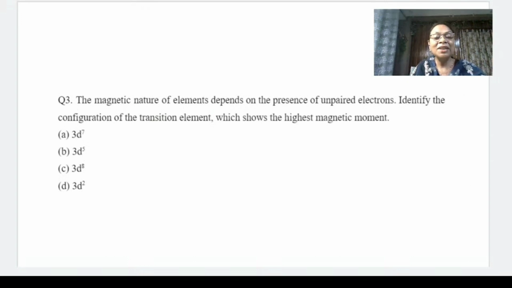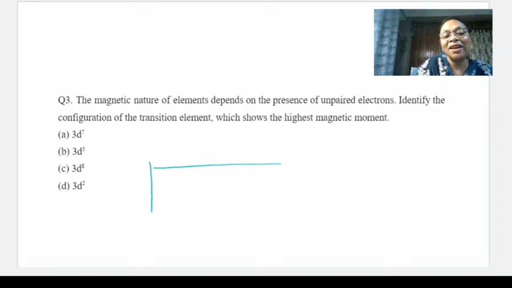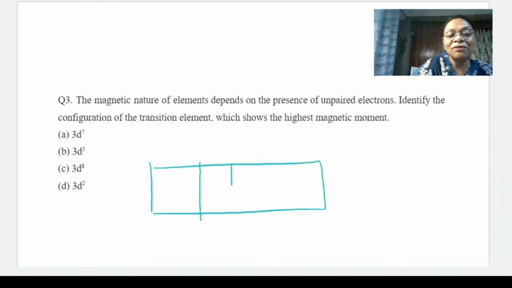The magnetic nature of elements depends on the presence of unpaired electrons. Identify the configuration of the transition element which shows the highest magnetic moment. So you should have 5 unpaired electrons. So D5 is the maximum possibility of having 5 unpaired electrons. If you go to D7, the pairing starts. Aren't you all understanding what I mean to say? Wait. Just hold on a second.